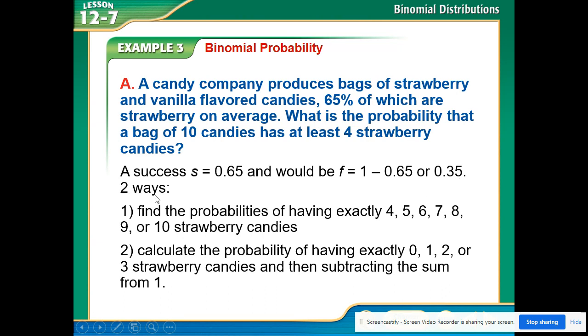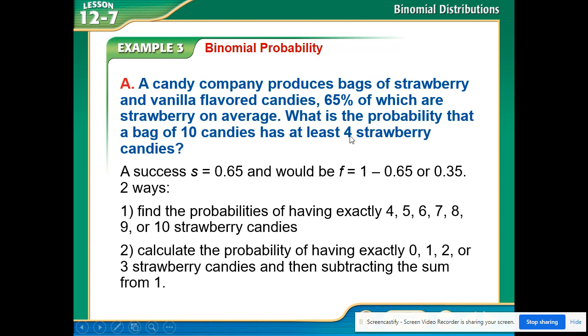Now, we have 2 ways to figure this out. We can either find the probabilities of having exactly 4, 5, 6, 7, 8, 9, and 10, and then add those all together. Or we can calculate the probability of having exactly 0, 1, 2, or 3, and then subtracting that from 1. So we can do it either way, and whichever way obviously is easier is the one we should do. Now 4, 5, 6, 7, 8, 9, 10, that's 7 different possibilities that we're going to have to find. This one here is only going to be 4. So if it's only 4, I'm going to take the second option. I'm going to find the opposite and then just subtract it from 1 because it's got to, again, always add up to be 100%, right?